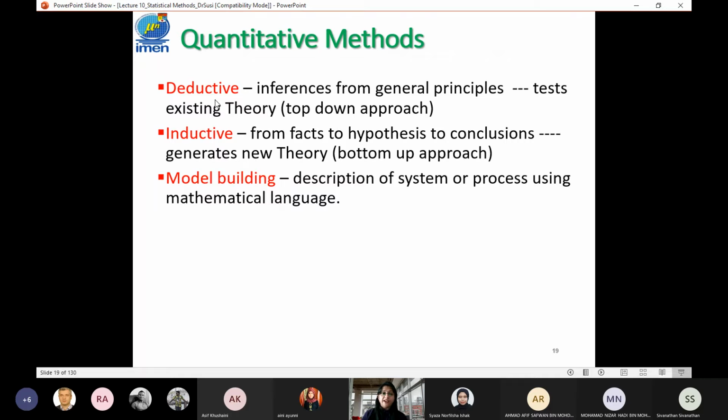And in quantitative, you have deductive, that means you infer from general principles, where you test existing theory, or we call it the top-down approach. There's also inductive. That means from facts to hypothesis to conclusions, and you generate new theory. So this is a bottom-up approach compared to deductive. And model building: you can describe a system or a process using mathematical language. Okay, Dr. Abang already covered this, but just a gentle recap.